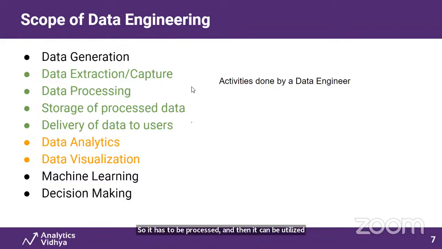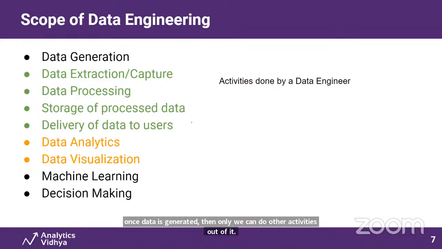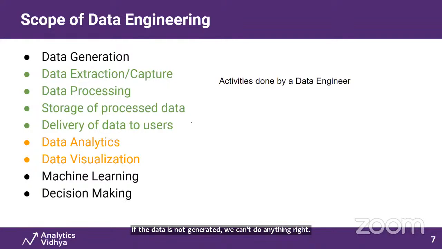Now, these few points that you see here on the slide describe the typical activity or life cycle of data. The first thing that comes up is data generation. First of all, data gets generated. Once data is generated, only then can we do other activities with it. If the data is not generated, we can't do anything, right? So the first and foremost thing that we need is data.